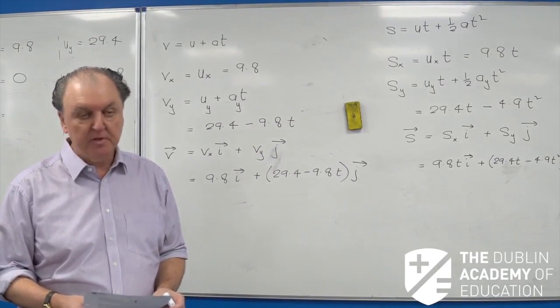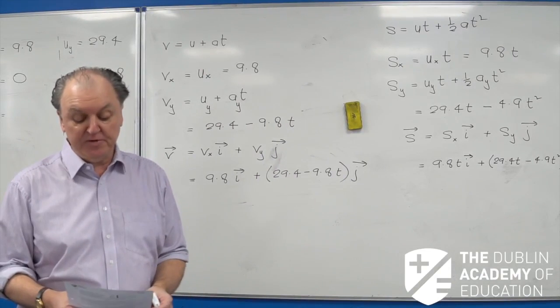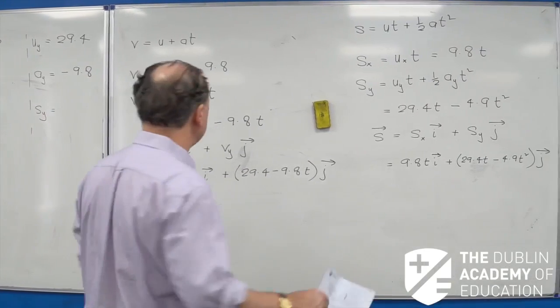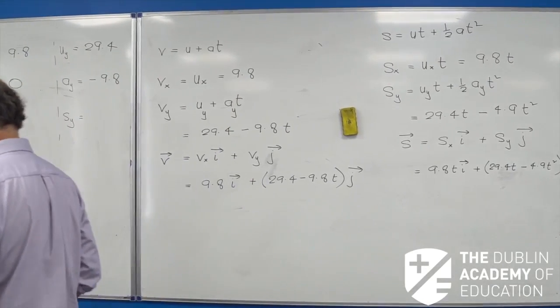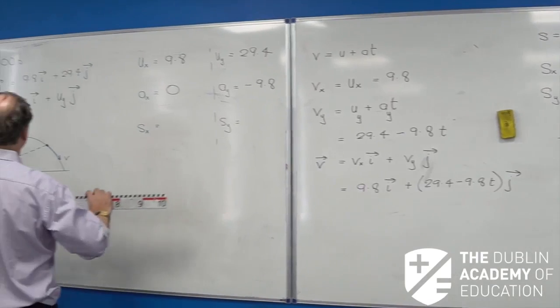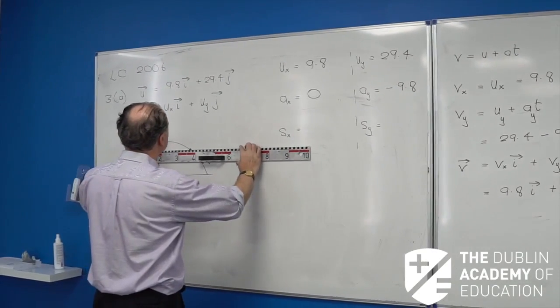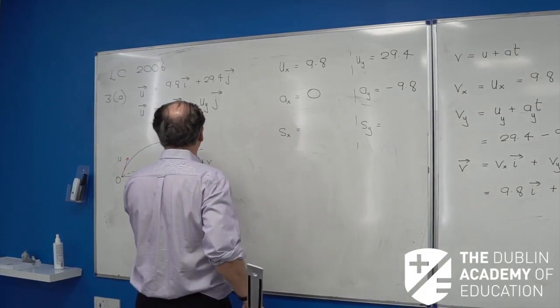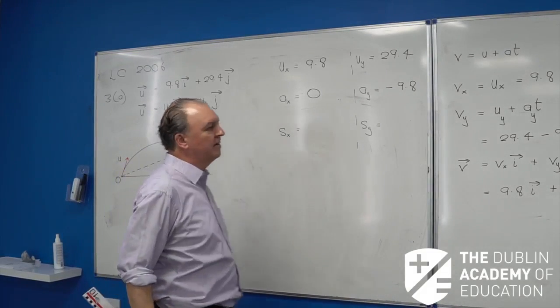Part 2 says, find in terms of t the direction in which the particle is moving after t seconds. The direction in which it's moving. You're talking about that direction, alpha.